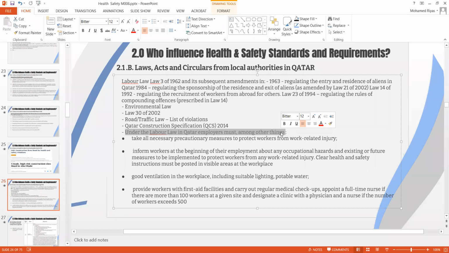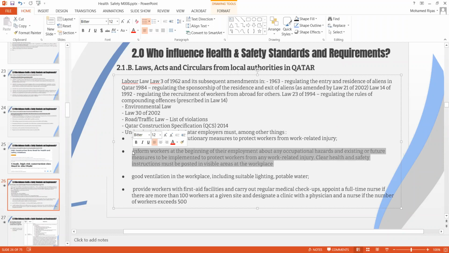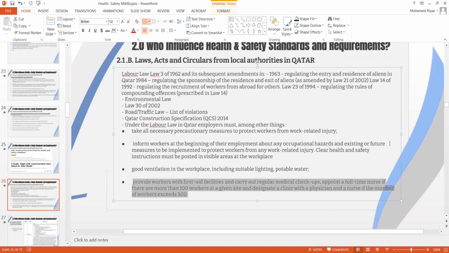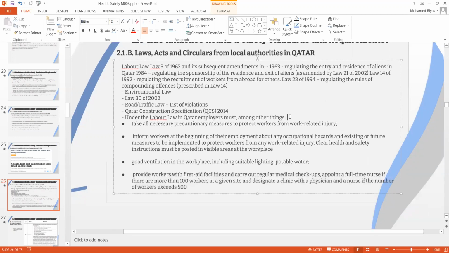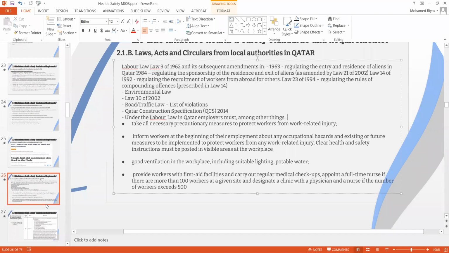Under labor law, like we discussed in UAE law, the employer must take all necessary precautionary measures to protect workers from all injury. This is what labor law encourages for the employer. Inform workers at the beginning of their employment about any occupational hazards and existing or future measures to be implemented. This is again similar to the UAE standard, as is providing good ventilation in the workplace. And there is a specific one: provide workers with first aid facilities and carry out regular medical checkups, appoint a full-time nurse if there are more than 100 workers at a given site, and a designated clinic if the workers exceed 500. So for any big project, they are supposed to have a clinic as per the Qatar standard. These are a few safety related things you can highlight in level 2.